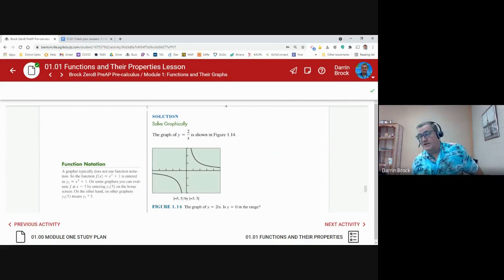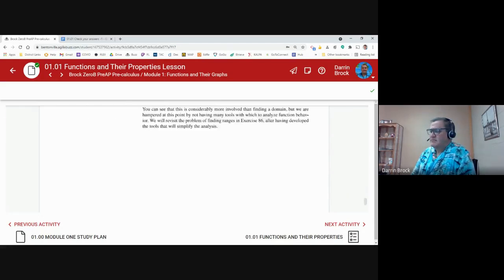And coincidentally, where x equals 0, there's an asymptote also. So there's no way that this graph will ever touch the 0 on either axis anywhere. It'll get closer and closer and closer, but never touch. So y equals 0 is not in the range. Everything bigger, everything smaller, but not y equals 0.